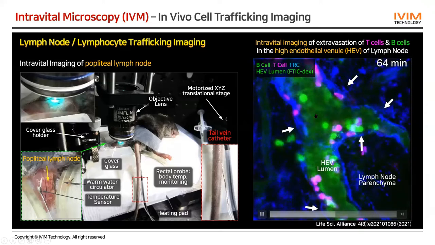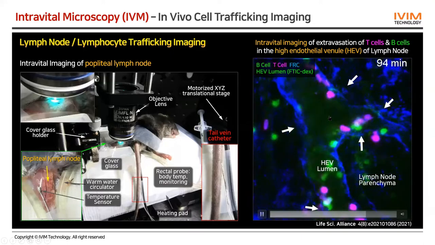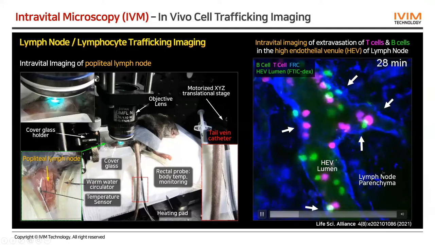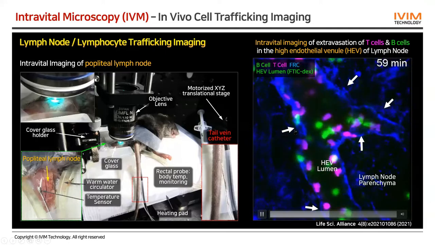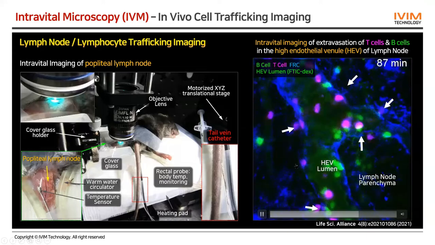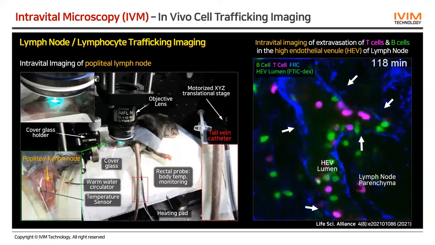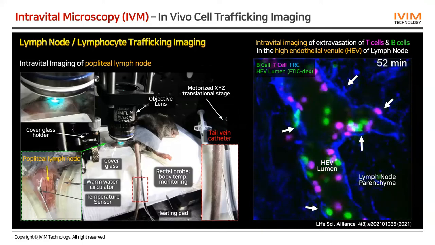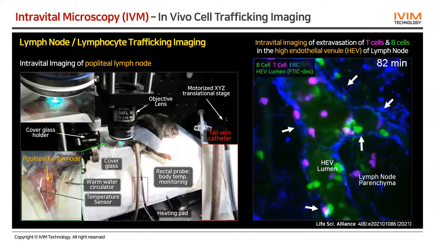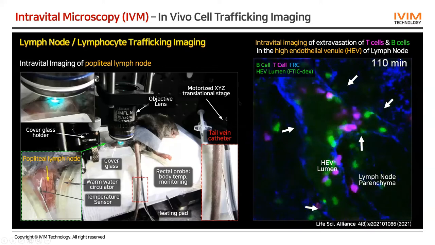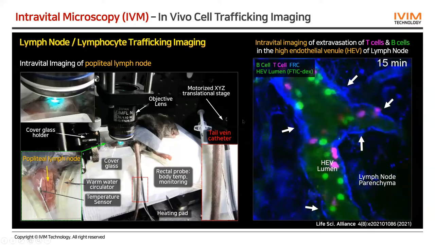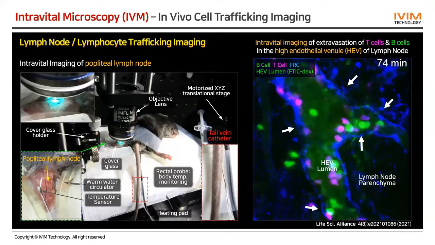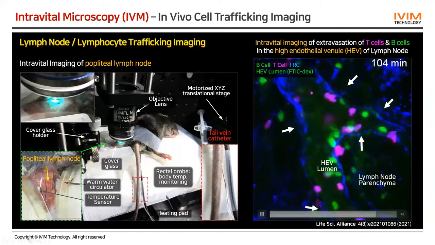And then you can see this T cell and B cell extravasate from inside the vessel to the outside of the vessel, to the lymph node parenchyma. And you can identify certain so-called hotspots for the extravasation of T cell and B cell. If you look at it carefully, you can see this T cell and B cell share this hotspot for extravasation. So this cell trafficking of a certain type of cell, in this case T cell and B cell, you can easily image by using intravital microscopy techniques.